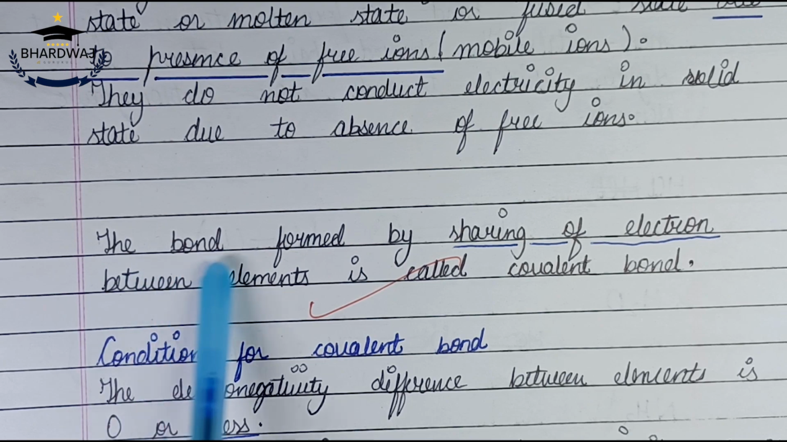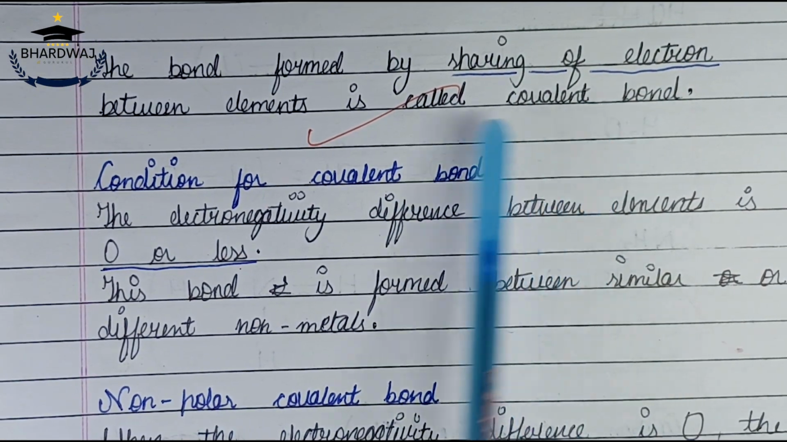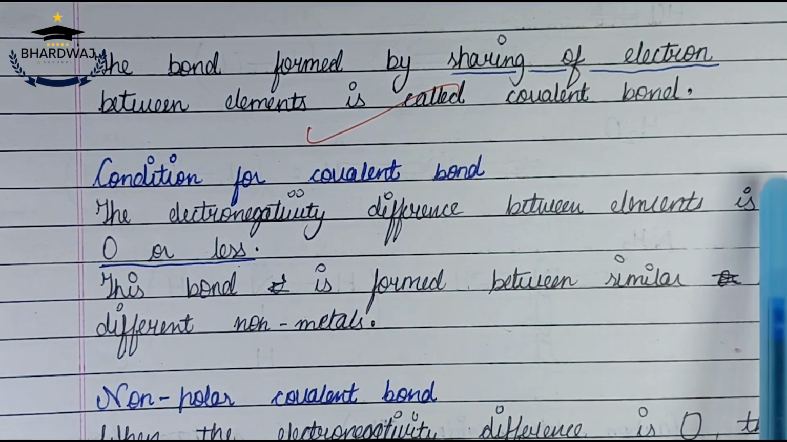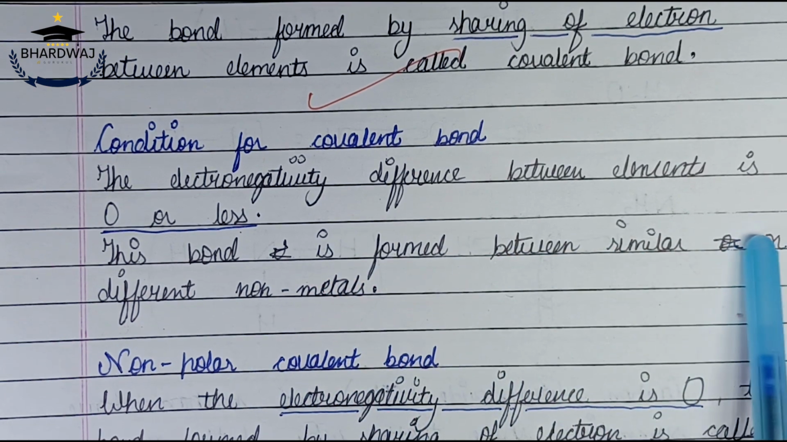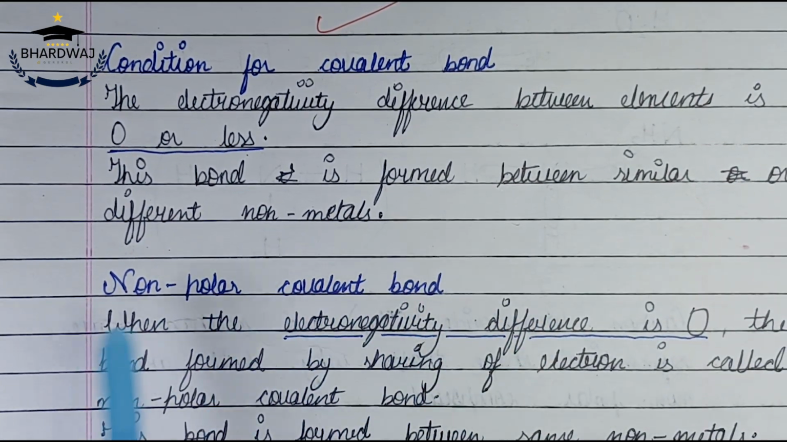Covalent bond. The bond formed by sharing of electrons between elements is called covalent bond. Conditions for covalent bond: the electronegativity difference between elements is 0 or very less. This bond is formed between similar or different nonmetals, meaning metals are not involved.